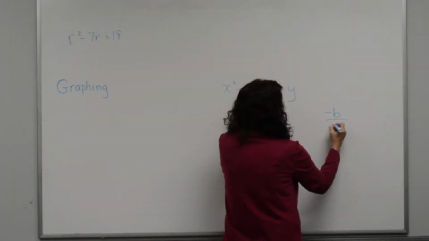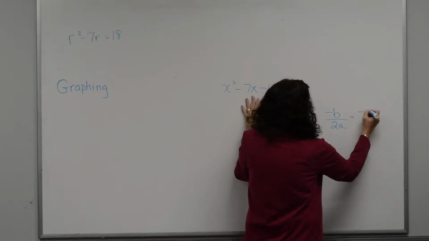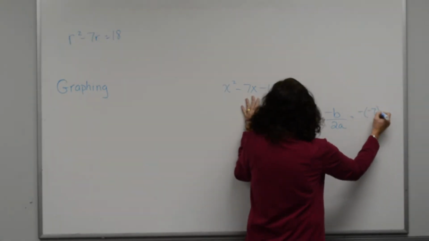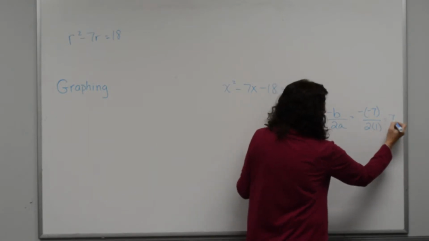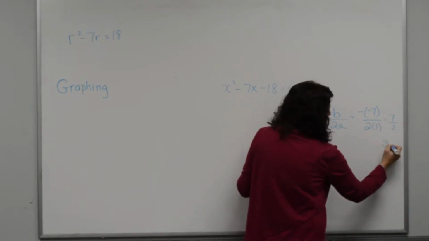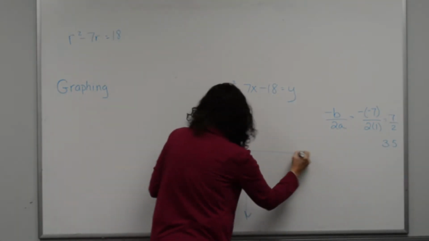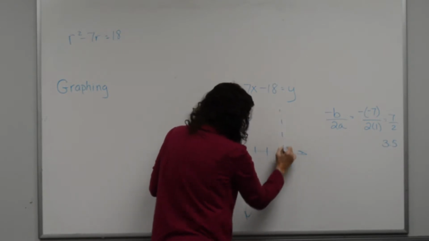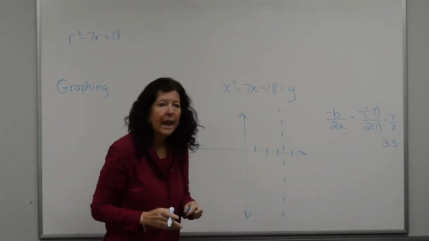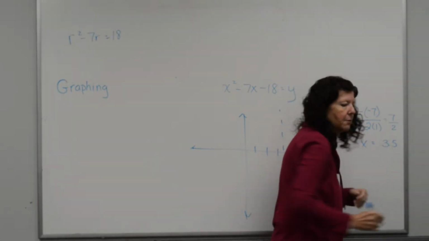So that's negative b over 2a. So that's going to be a negative 7 over 2 times 1. So basically what I'm saying is at 3.5, I have an axis of symmetry. Okay, so I've got that. The other thing I can do, so that's my axis of symmetry, x is equal to 3.5.